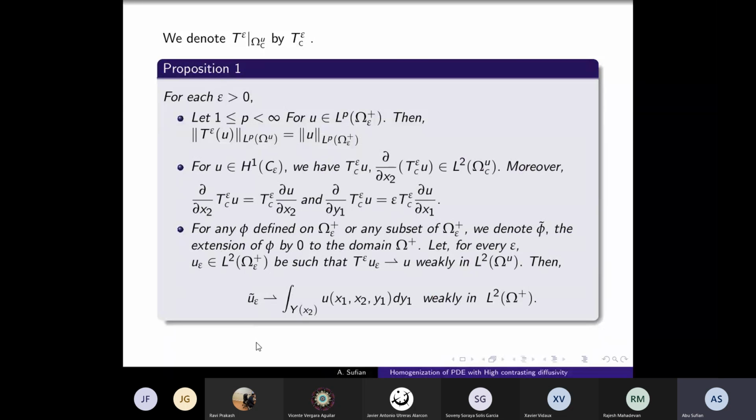So basically this weak convergence relates the two: using this convergence we will come back from the unfolded space to our macro space omega plus at the end.